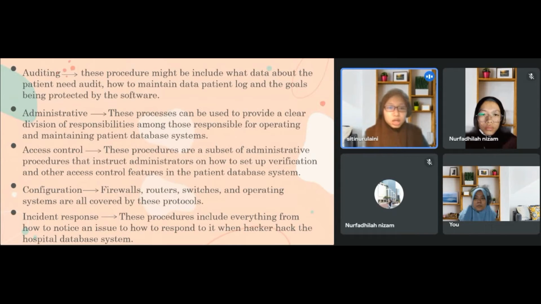First is auditing. This procedure might include what data about the patient need audit, how to maintain data patient log and the goals being protected by the software. Number 2 is administrative. The process can be to provide a clear division of responsibilities among those responsible for operating and maintaining patient database system.